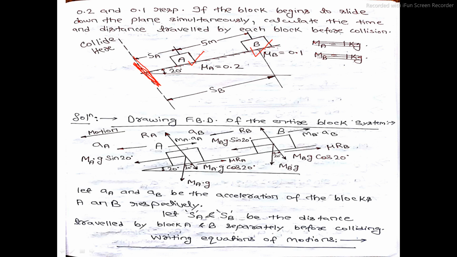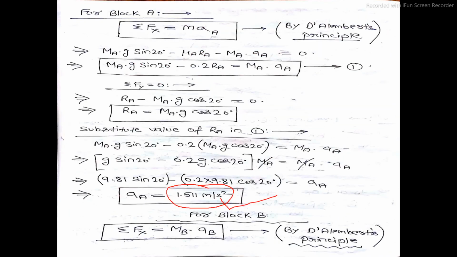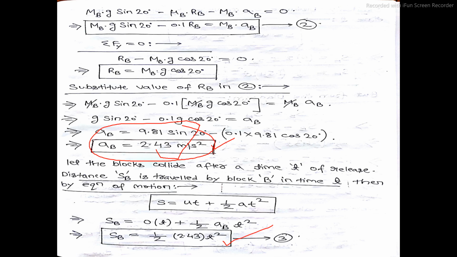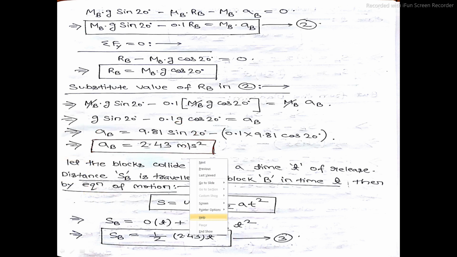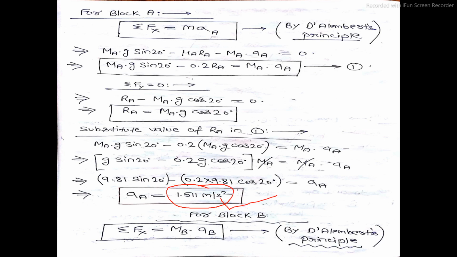The second part is we need to calculate the distance travelled by block A, which is SA, and the distance travelled by block B, which is SB, before collision. So how can we find out? We have the equations of SB and SA. The equation of SB is nothing but equation number 3, that is half times 2.43 T square, and the equation of SA is how much?